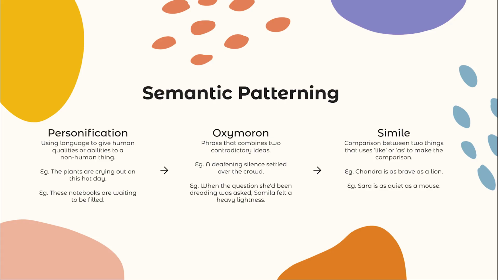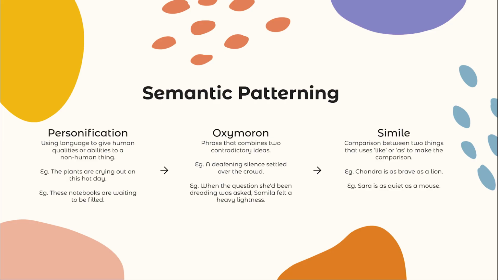Personification is up first. When we're thinking about personification, we're thinking specifically about language features within a text that are used to give human qualities or abilities to a non-human thing. So we're using language here to describe something that isn't human in the way that we would describe it if it was human. So we might say, for example, the plants are crying out on this hot day. Now, plants aren't literally crying out, but they might be desperate for some water or look like they're desperate for some water. And here, using this personification will allow the author to more clearly explain how the plants appear to their audience.